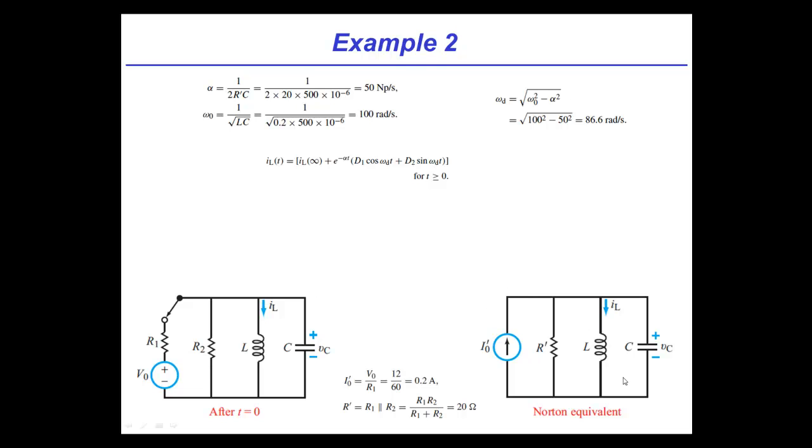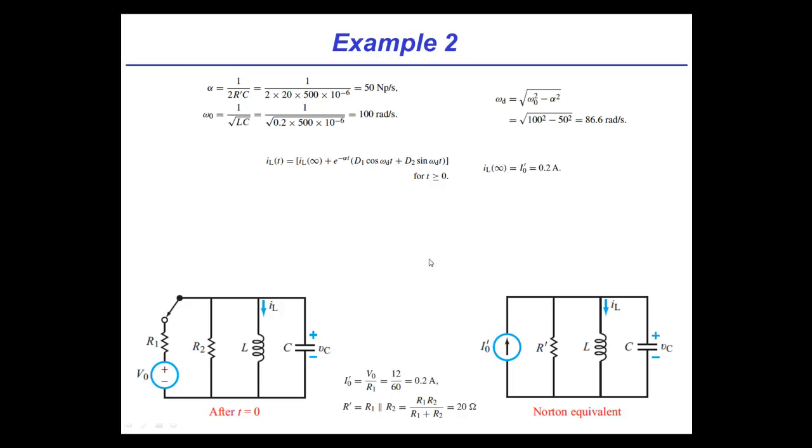Again, let's review. Let's look at the circuit. Okay, this is the circuit we're looking at. What is IL at infinity? So what happens to the capacitor at time equal to infinity? Open circuit. And the inductor? Short. So what is IL at infinity? It's going to be I0 prime. Exactly. It's I0 prime. Not I0, because we've done the transform. Okay? So IL at infinity is the same 0.2 amps that we calculated over here.